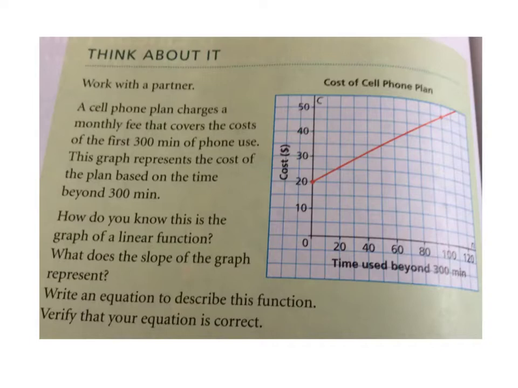How do you know this is a graph of a linear equation is the first part. Well, first thing you're going to look at, how do you know this is a graph of a linear equation? Because it makes a straight line. That's the obvious part. What does the slope of the graph represent?